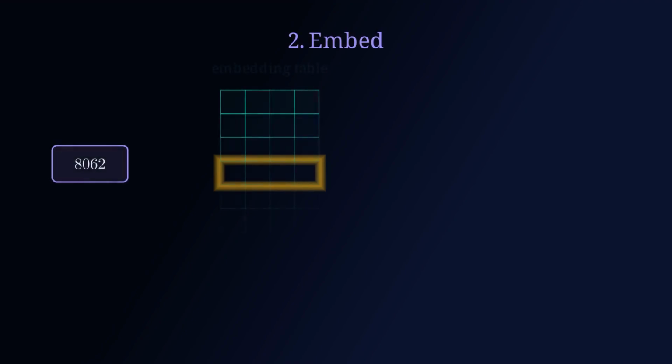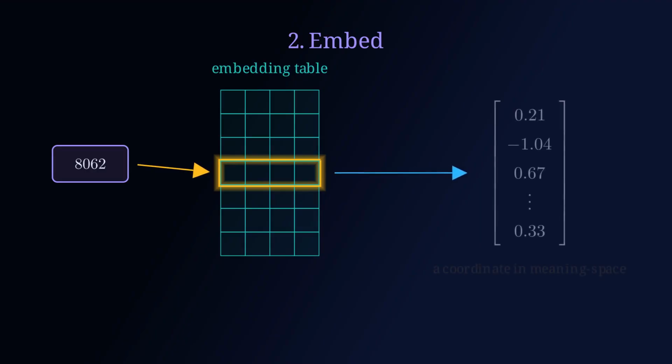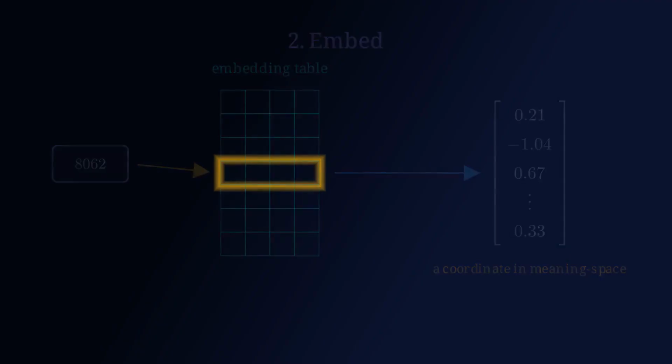Second stop, embedding. A token ID is just an address, and an address carries no meaning. To give the model something to reason about, each ID is swapped for a vector, a long list of numbers. Think of it as looking up each token in a giant table where every row is a coordinate in a vast space of meaning. Why a vector and not a single number?